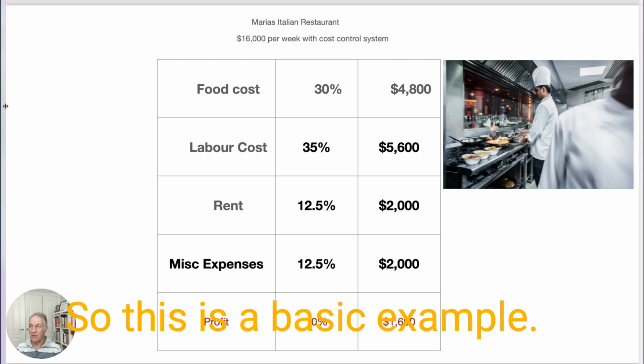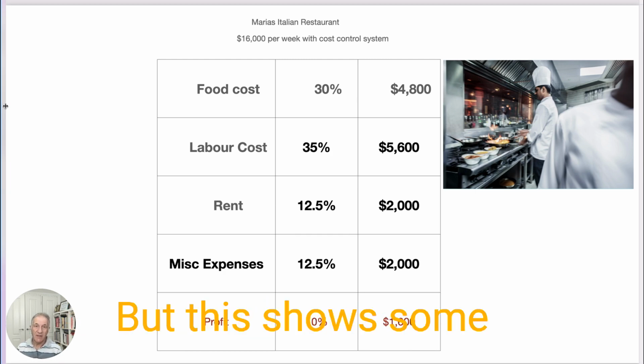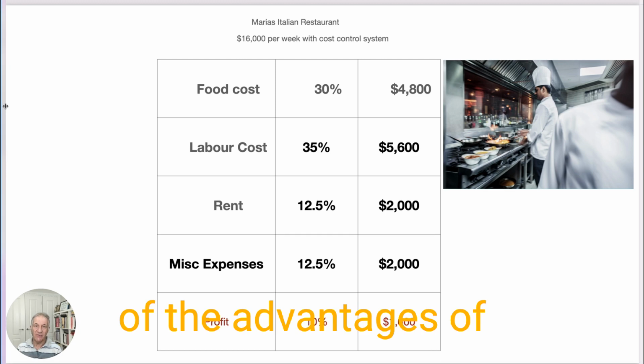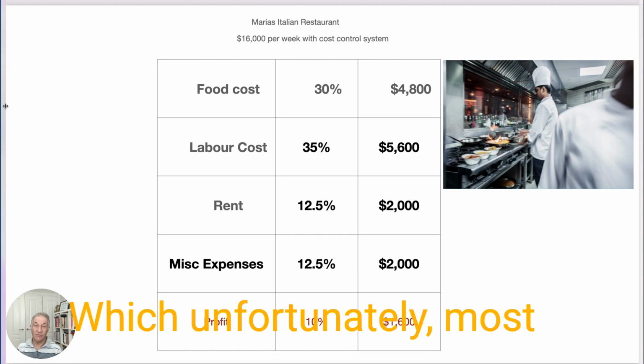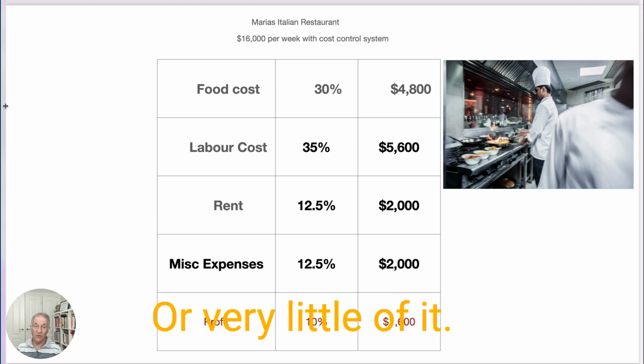So this is a basic example. I will talk about more examples later on, but this shows some of the advantages of having a system in place, which unfortunately most restaurants don't have in place or have very little of it.